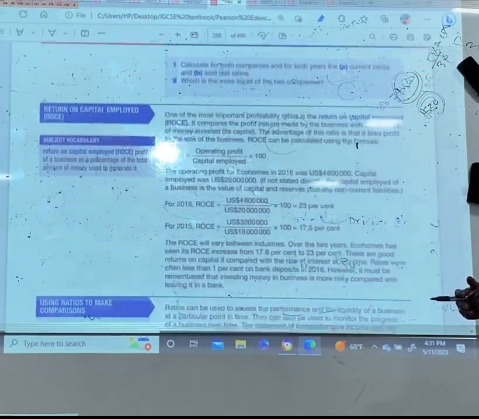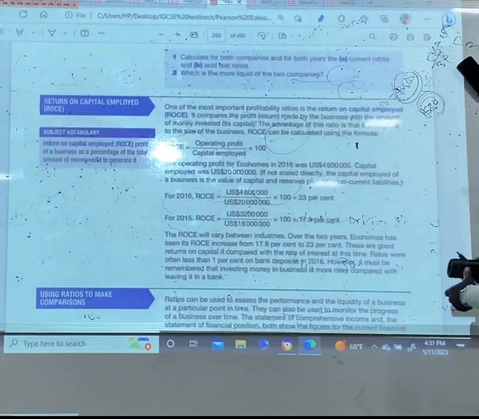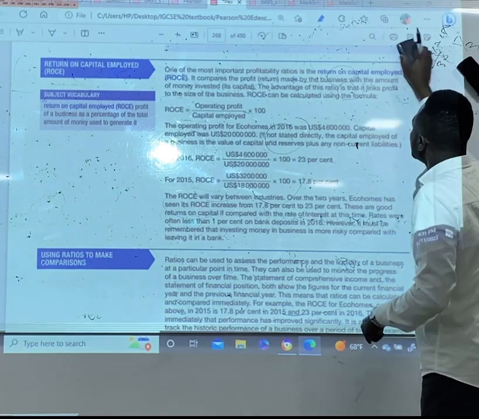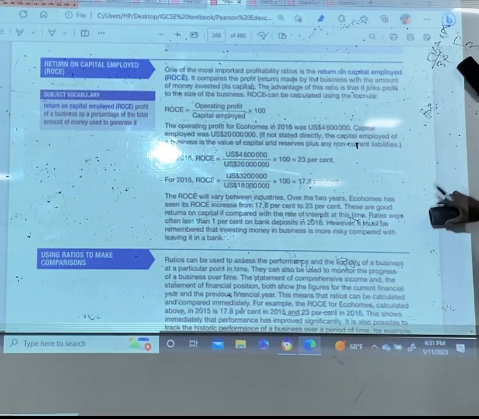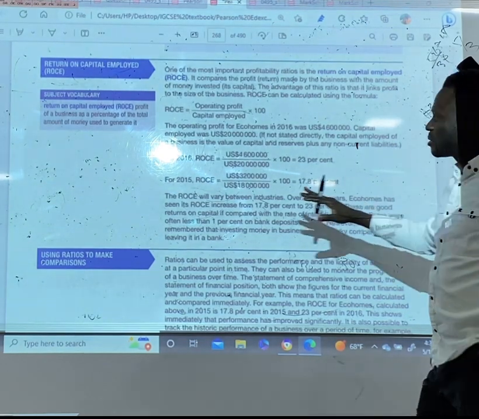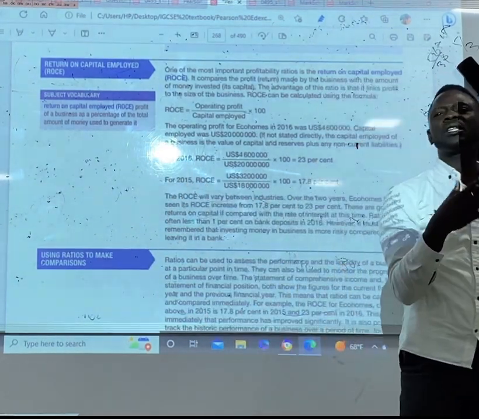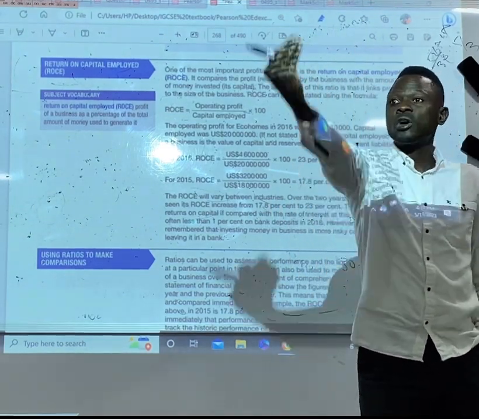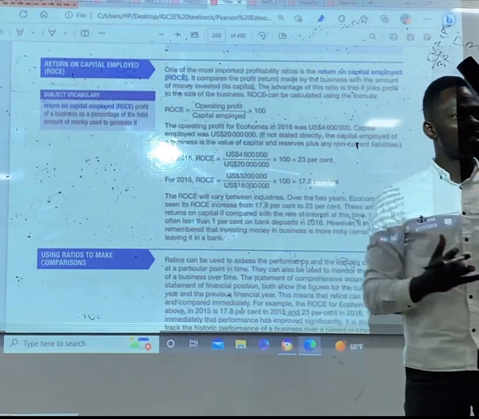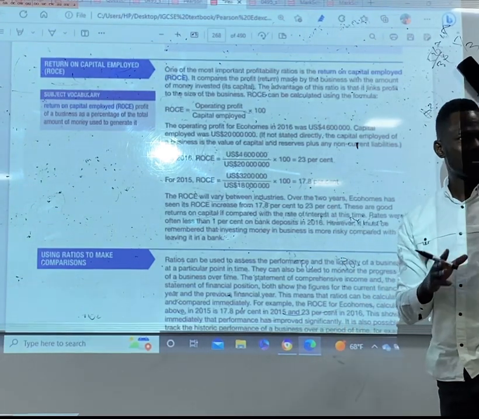Using ratios to make goals. Return on capital employed. When we talk about return on capital employed, we're talking about you have invested, you have put money into the business, right? What comes back to you? How is the profit made? Do you get return on capital employed here?